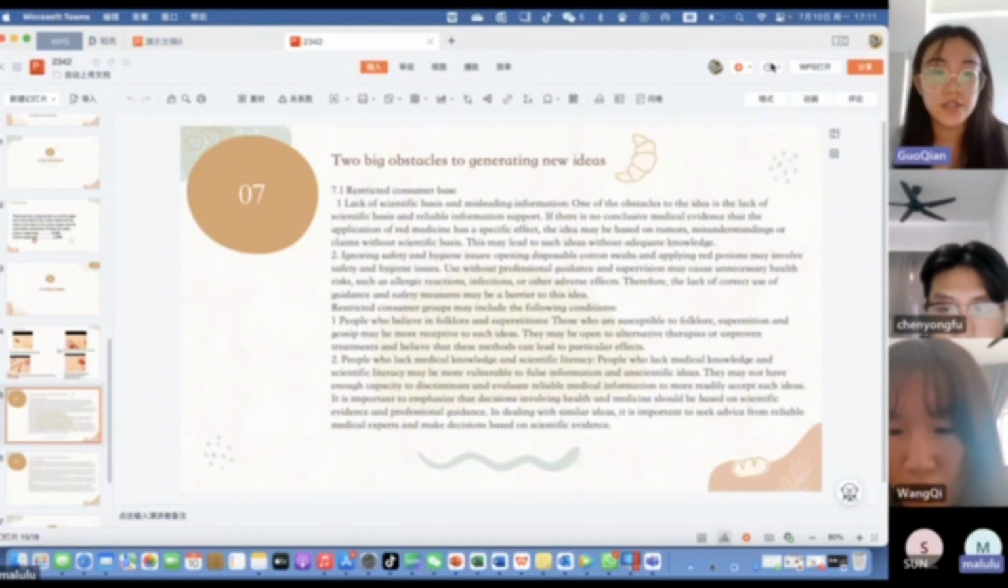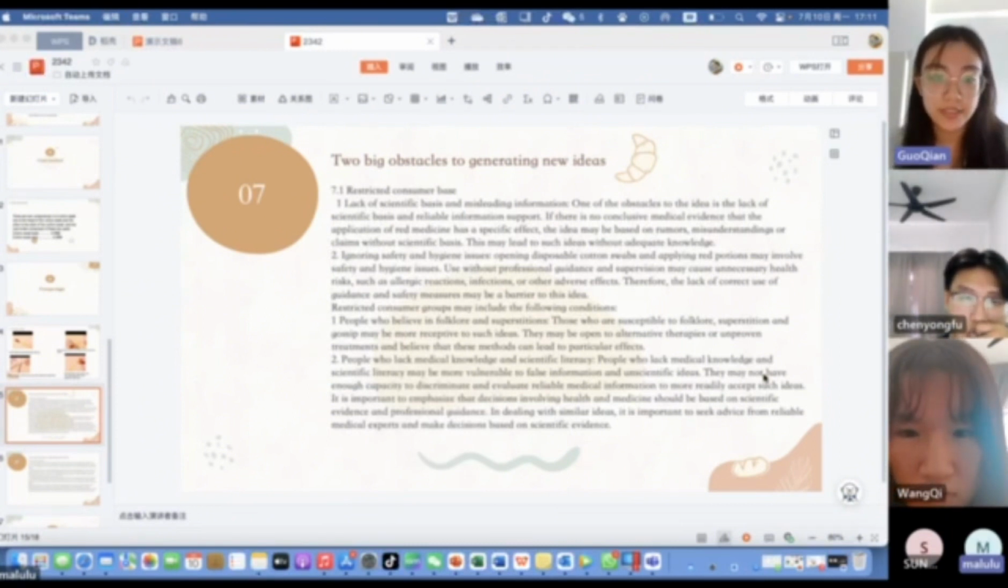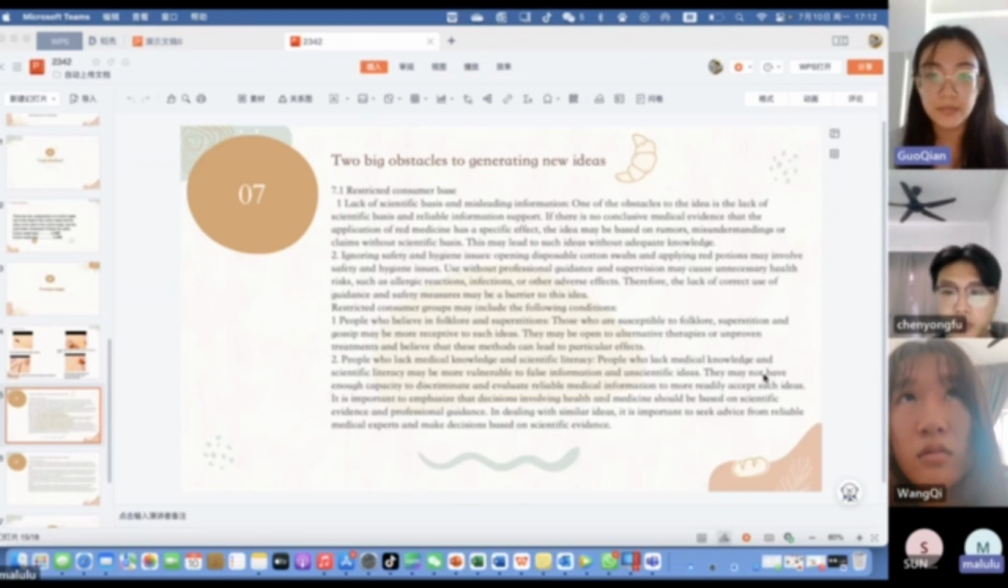Okay, the seventh is the struggles to generate a new idea. Restrict customer base. First is the lack of a scientific base and misleading information. One of the struggles of the idea is the lack of a specific basis and reliable information support. If there is no conclusive medical evidence that the application of the medicine has a specific effect, the idea may be based on rumors, misunderstandings, or claims without scientific base. This may lead to such an idea without adequate knowledge.